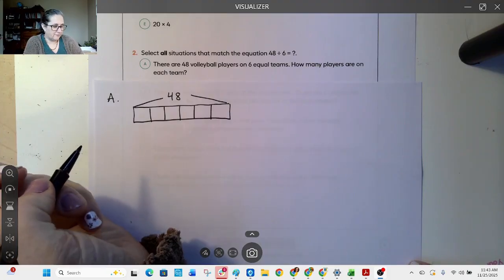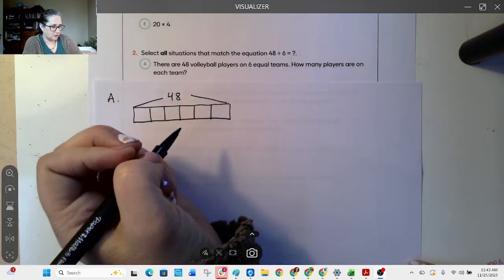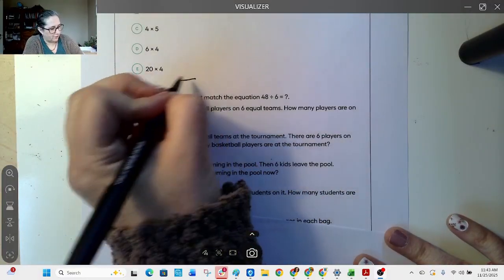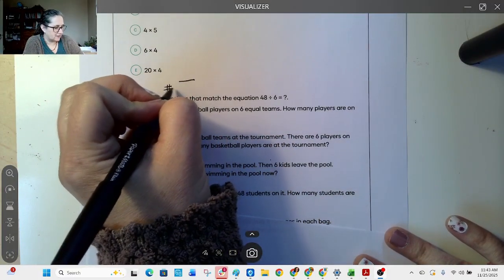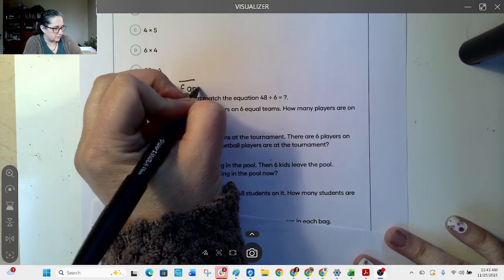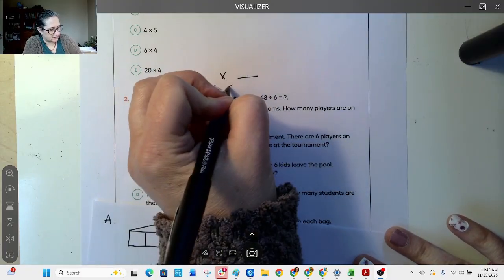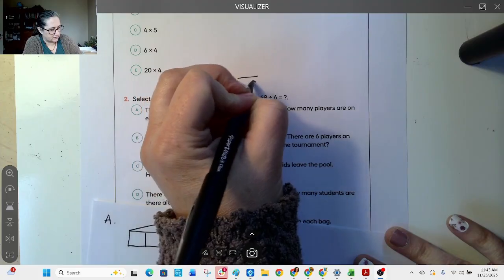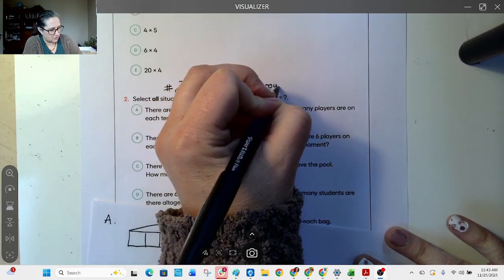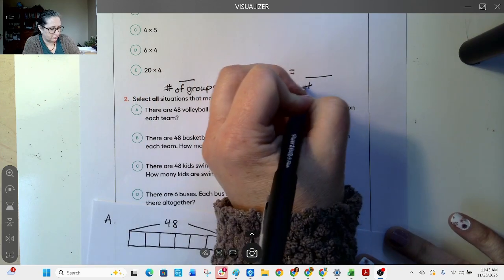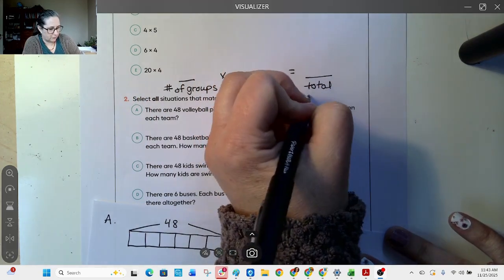When we think about factors and multiplication, we always want to be thinking about one factor is the number of groups times the other factor, which is the size of the groups, and then the product is the total or the whole.